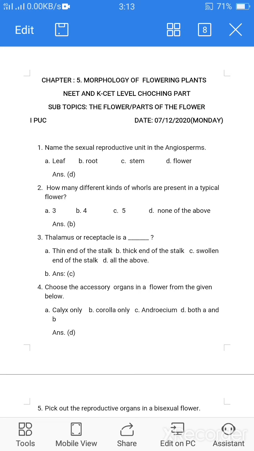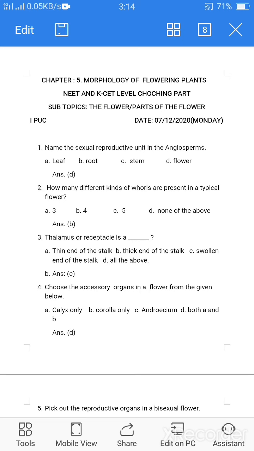Now see the first question. Name the sexual reproductive unit in the angiosperms. Option A, leaf. Option B, root. Option C, stem. Option D, flower. So the correct answer is option D, flower. Why is this fourth option correct?